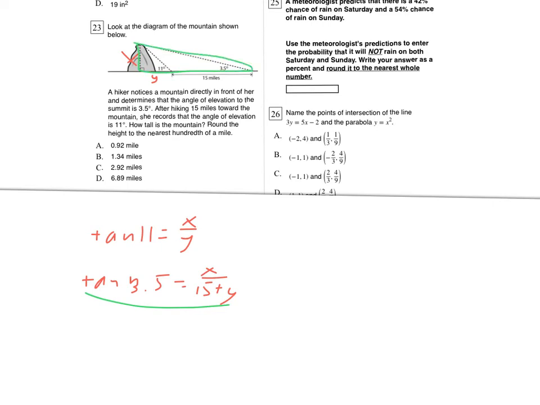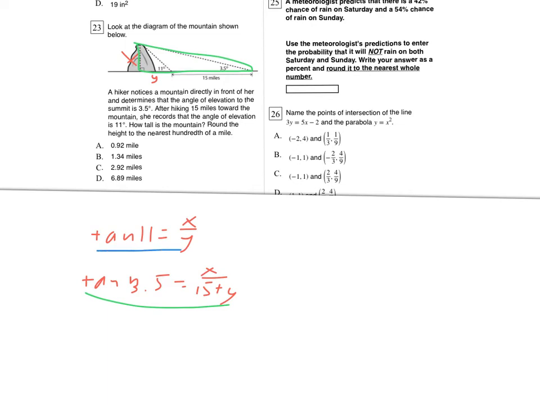All right, next up here we have a diagram, and they want to know how tall the mountain is. How I would do this one is set up a new variable called y here. So I would say tangent of 11 equals x over y. And I would also say that tangent of 3.5 equals x over 15 plus y. If you'd like me to color code it here, I'll think of this as the big green triangle. The opposite is x from 3.5, and the adjacent is 15 plus y, or y plus 15.